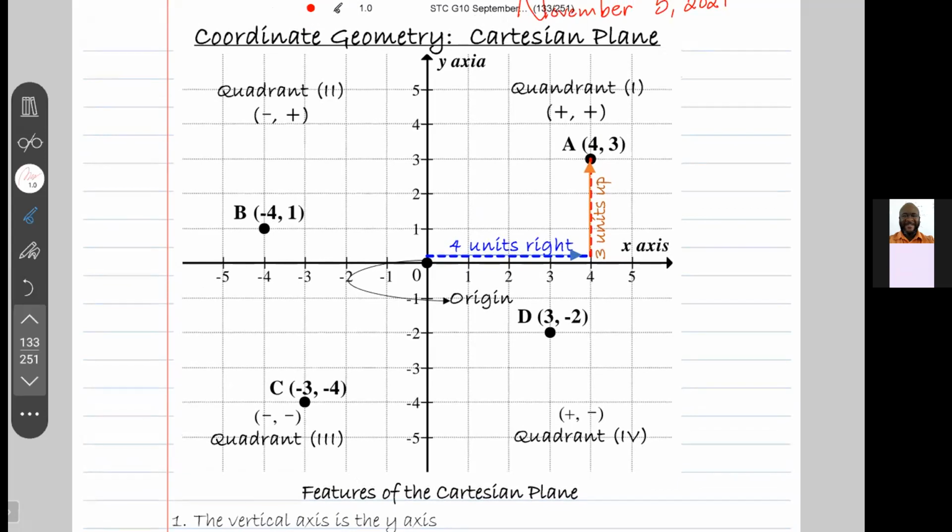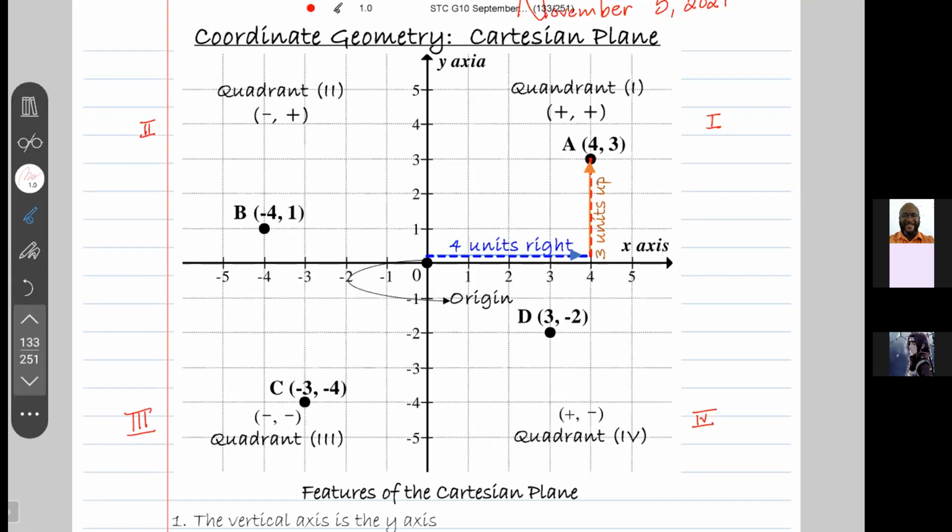Guys, the y-axis and the x-axis divide the Cartesian plane into quadrants. Now, the quadrants are labeled with Roman numerals. So this is the first quadrant, the second quadrant, the third quadrant, and the fourth quadrant. All right, we're just going through.